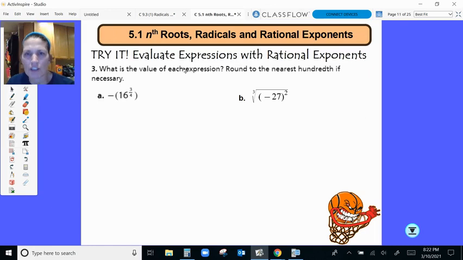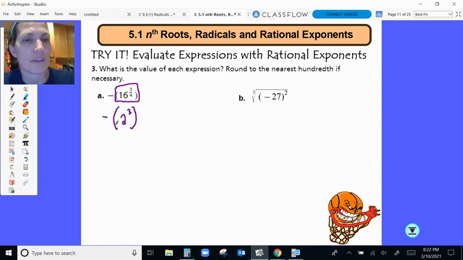All right, so one more thing here. What is the value of each expression? I want you guys to maybe try this and then come back and see how you do. This first one here is tricky because the negative is on the outside, so you want to ignore that until the very end. We want to take the 16 to the 3/4 first. So the fourth root of 16 is going to be 2 cubed, right? Keep that negative on the outside. And then 2 cubed is 8. And then we bring in that negative.